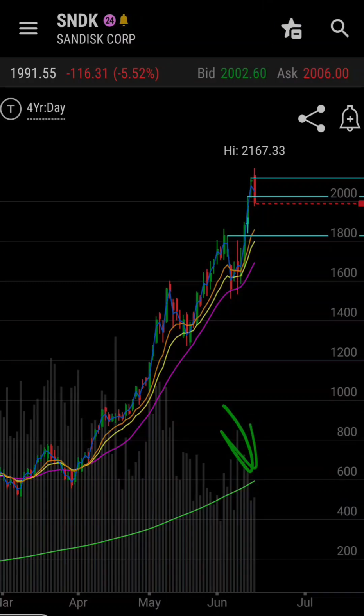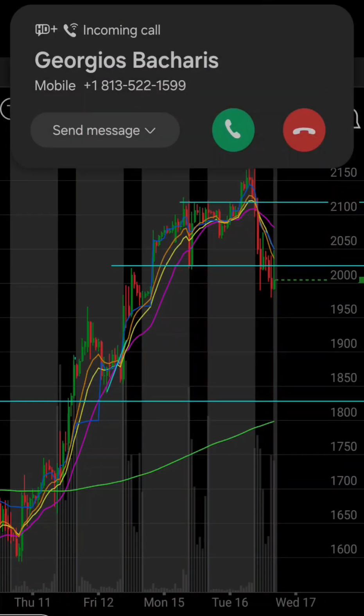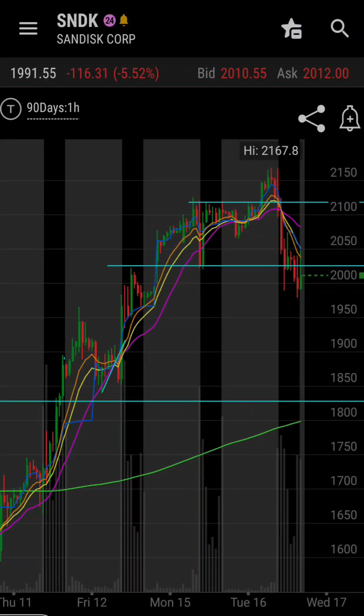So what's SanDisk likely to do next? We're going to zoom into the hourly chart here. Now, clearly here we see the obvious, right? We have a little bit of late buyers. One of the big clues you're going to see here, I want you to pay attention to this. This cluster here, we've already gone through this cluster, but I want you to pay attention to this cluster right here. Okay, this area here, let's zoom in.